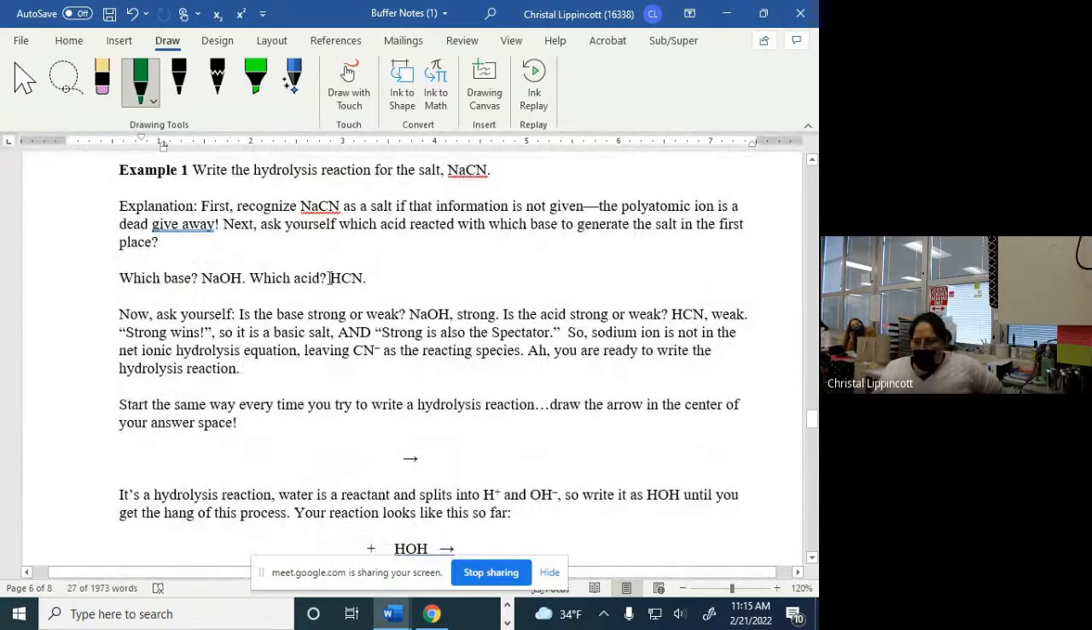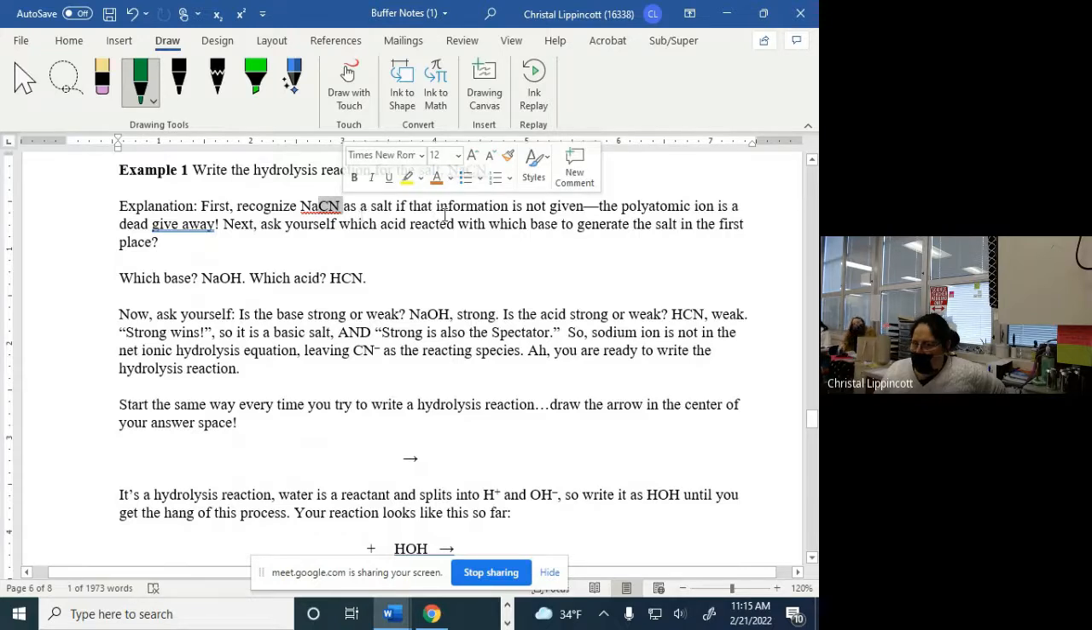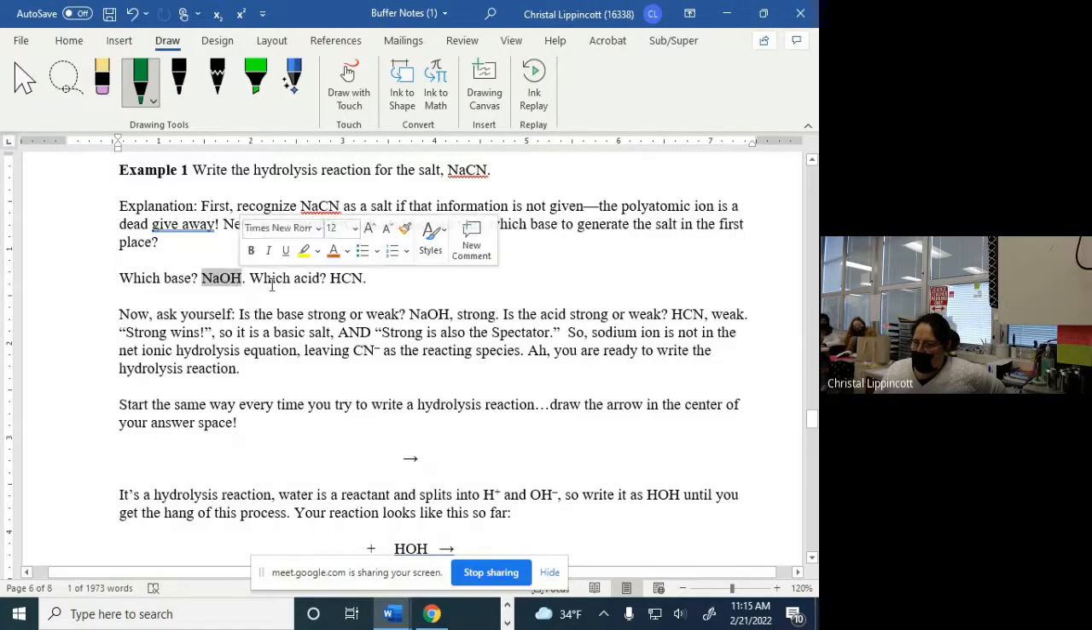Okay, so the hydrolysis reaction for NaCN, sodium cyanide. First, recognize that sodium cyanide is a salt. If that information is not given, the polyatomic ion is a dead giveaway. Next, ask yourself which acid reacted with which base to generate the salt in the first place. The base would have been NaOH, with the acid being HCN.